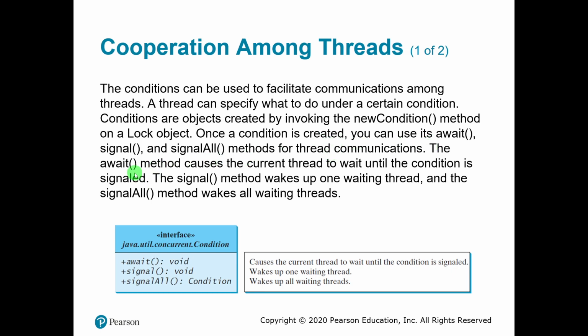It's a way to guarantee that our threads are working together and not against each other. So when we call an await method, it tells the current thread, hey, wait until the condition is signaled. So it's going to wait on some condition, and once that condition happens, it will resume. Await is going to cause it to release its lock on that method while it waits for another thread to execute. The signal method wakes up a waiting thread, and the signal all method wakes up all threads that might be waiting.